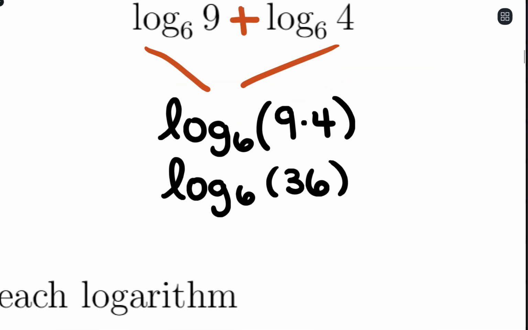And what we're asking ourselves here is, okay, 6 raised to what power would give us 36? Well, we would want 6 squared. So we would need an exponent of 2. So our final answer is going to be that exponent of 2.